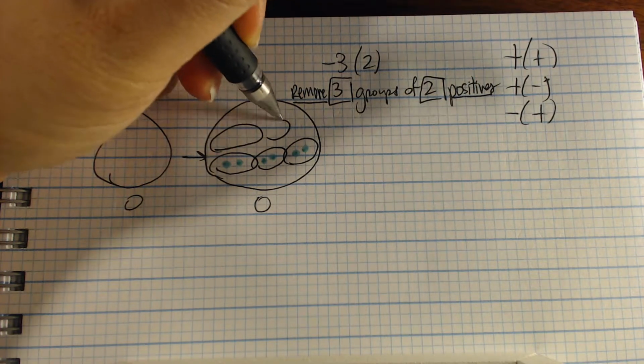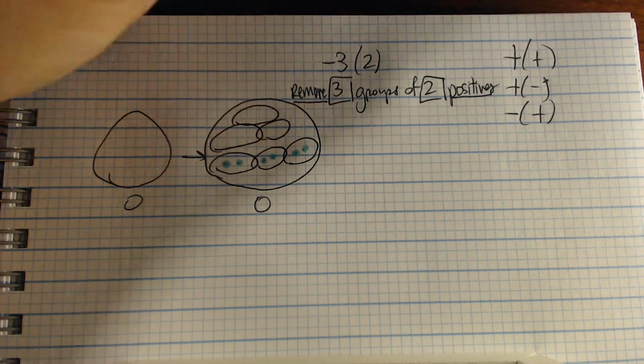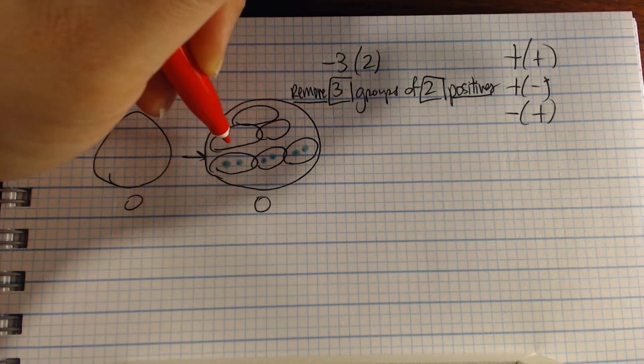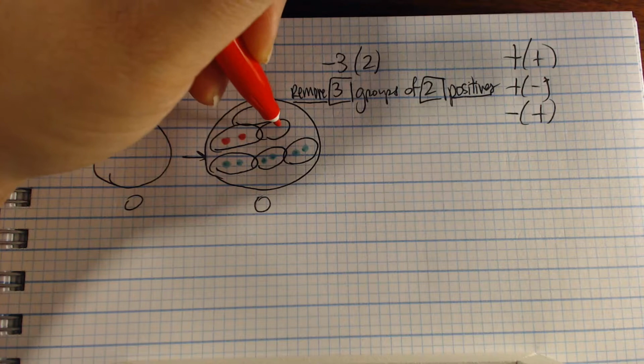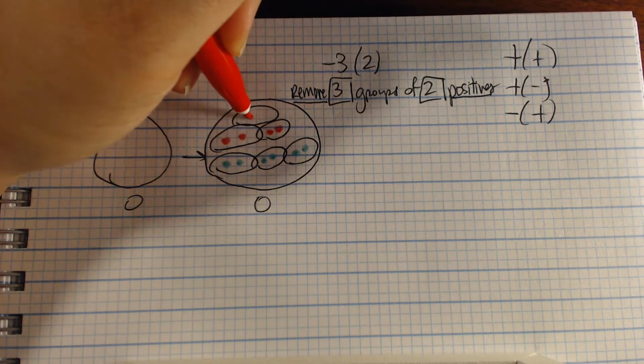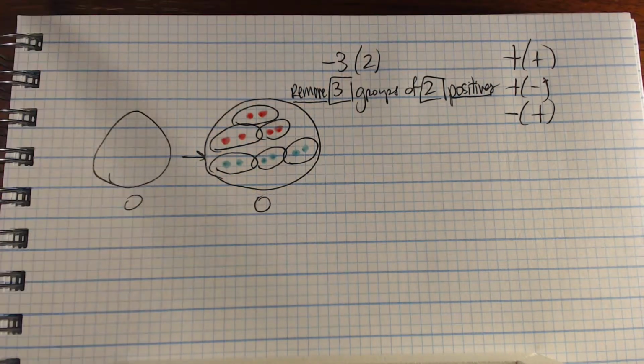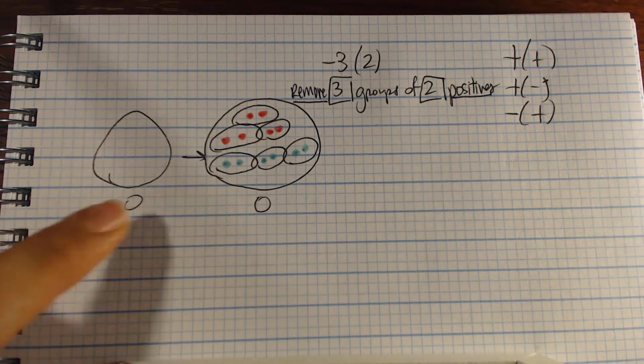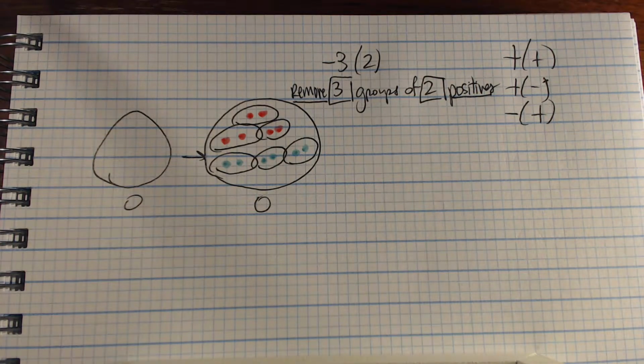So 1, 2, 3. So if I have 3 groups of positives, I need 3 groups of negatives. Otherwise, it's not 0, and then I cannot follow these instructions. So I start off with 0, and I still have 0, but now I have what I need to be able to remove 3 groups.